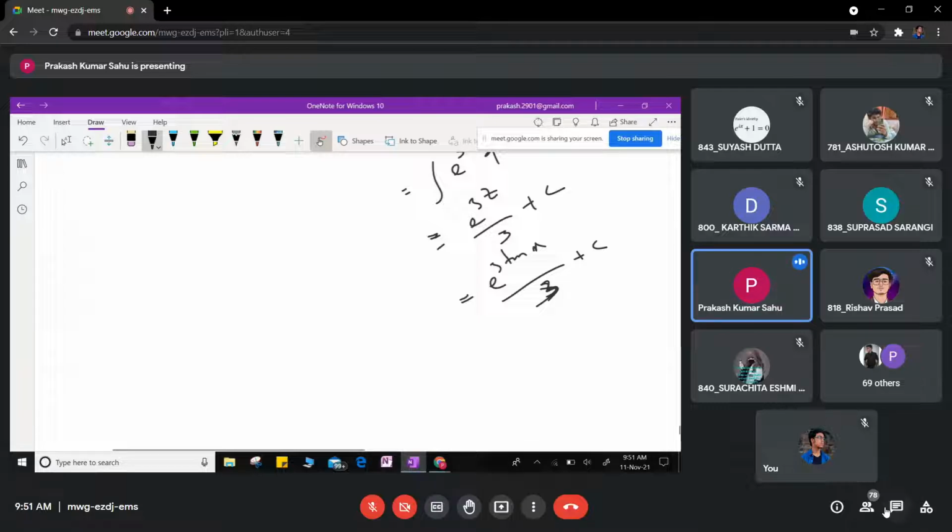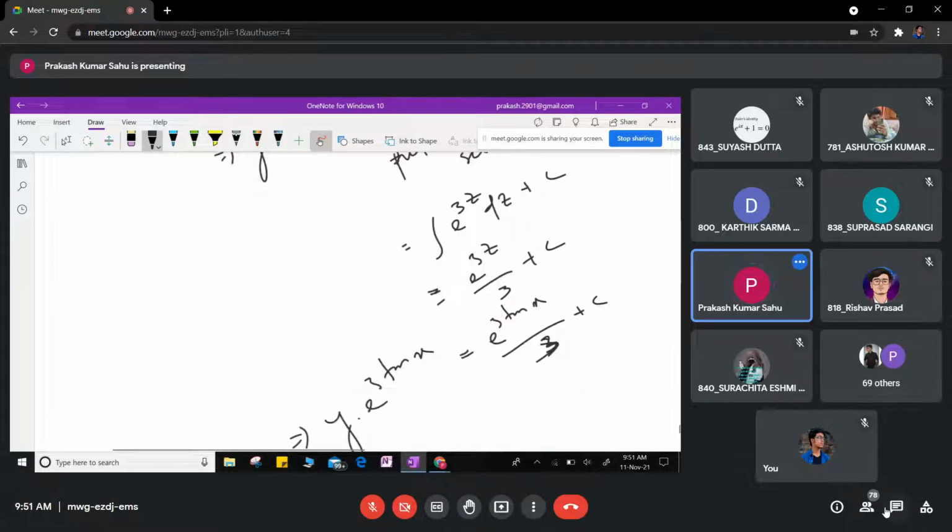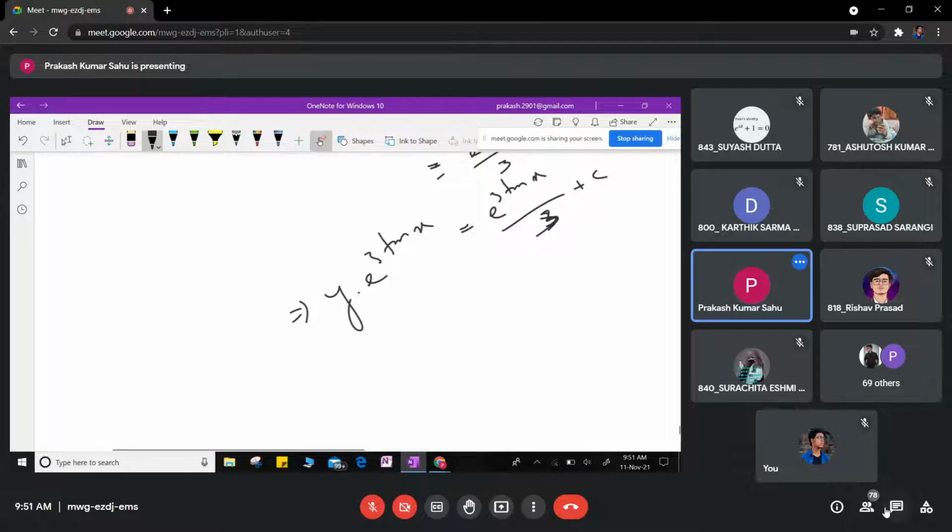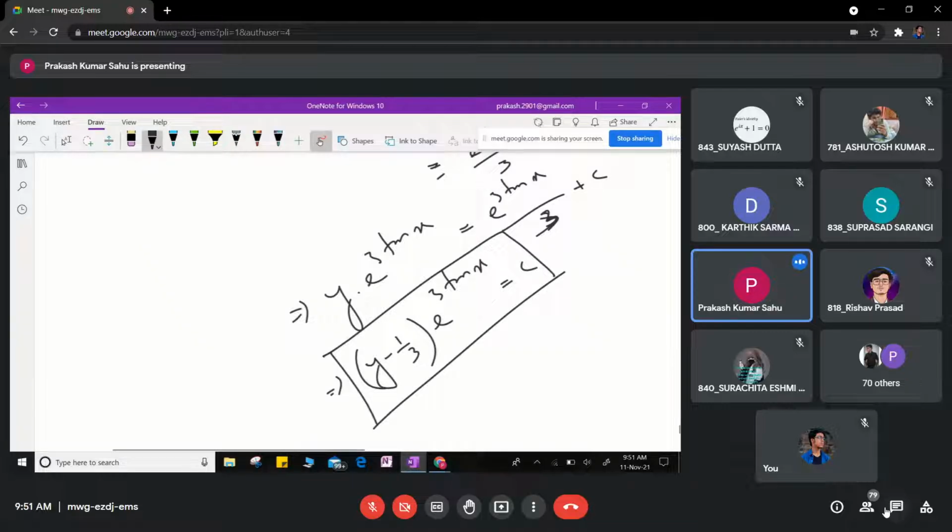Okay, so here this is y into e to the power 3 tan x is equal to this much. Got it? So you can easily find the solution. तो solution क्या होगा? This is y minus 1 by 3, into e to the power 3 tan x is equal to c. So this is your solution. You write in simplified form. Otherwise you can write y in terms of x, no problem. Okay, so this is the solution.